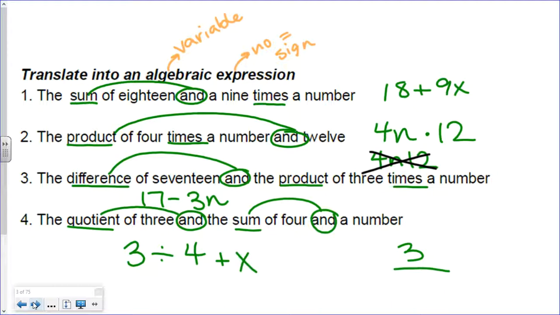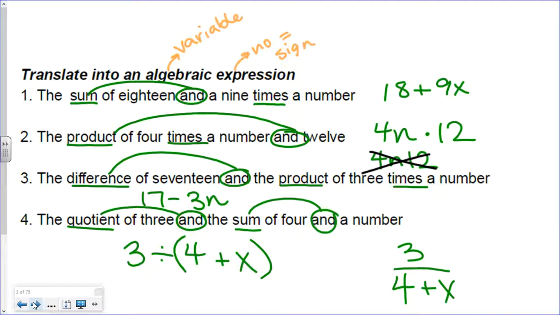Wonderful. My only problem here is it says the difference, the quotient of 3 and the sum. Okay, this sum, a sum requires 2 things, doesn't it? You got to add 2 numbers together. Yes. So in order for me to show that this sum has got to stay together, we're going to put some parentheses around it. Okay. Over here, I would not need parentheses because we're just going to have it all on the bottom and it's together anyways. So that's where it gets a little trickier.